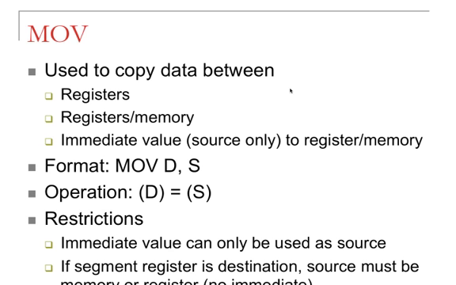The format of the move instruction is very simple. MOV space D, comma, S. D stands for destination operand, S stands for source operand. And for the actual instruction, you're going to use either registers or memory operands to replace this S and D. The way we describe these operations is just by parenthesis D equals parenthesis S. This is to say we're going to take the content of S and put it into D.